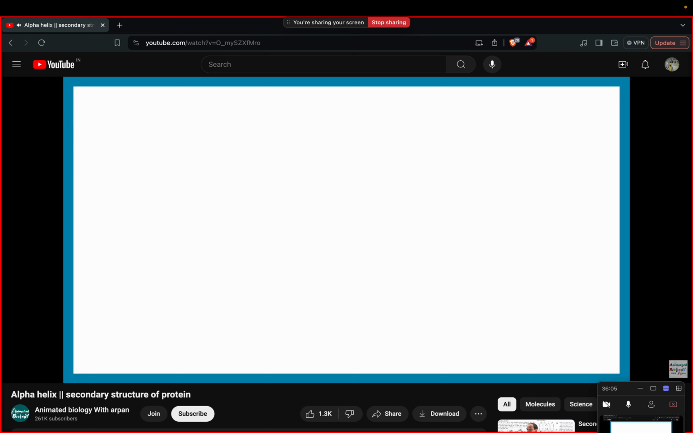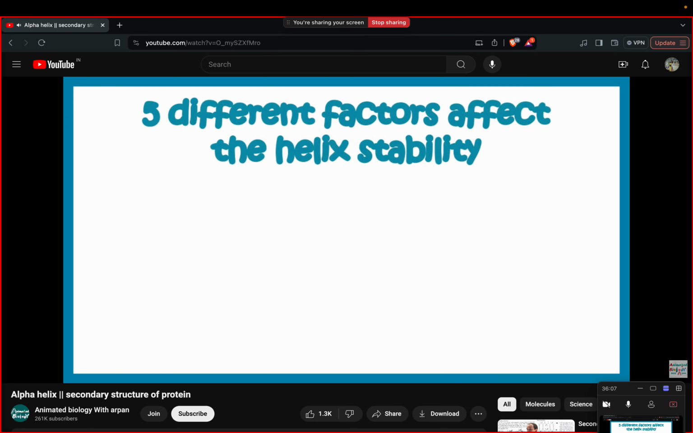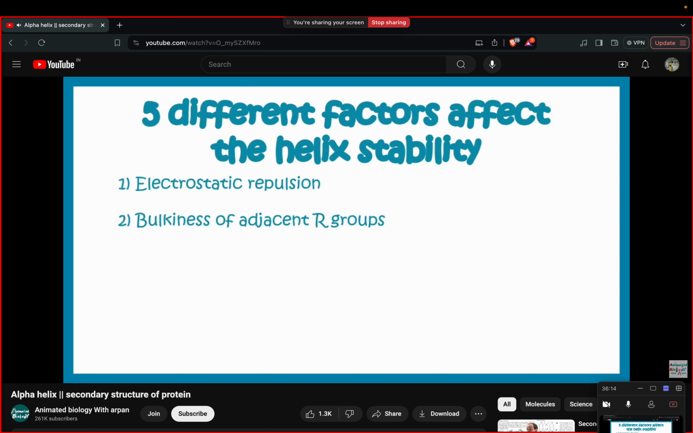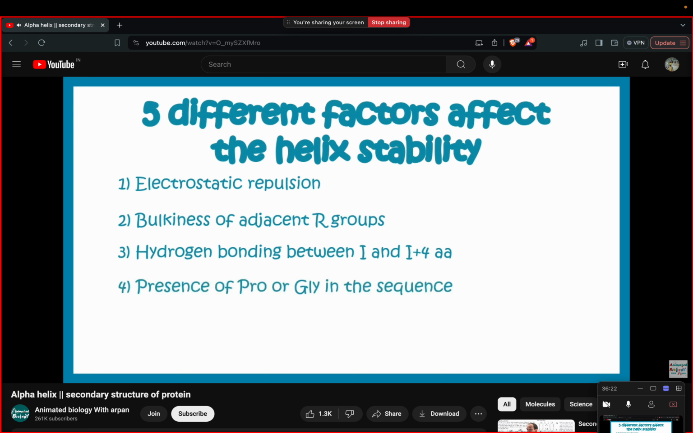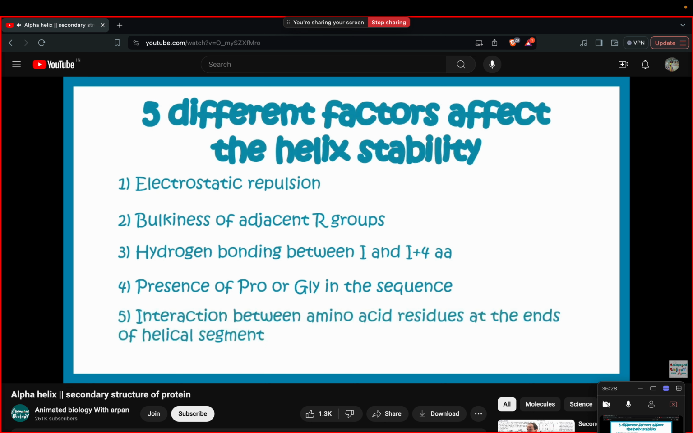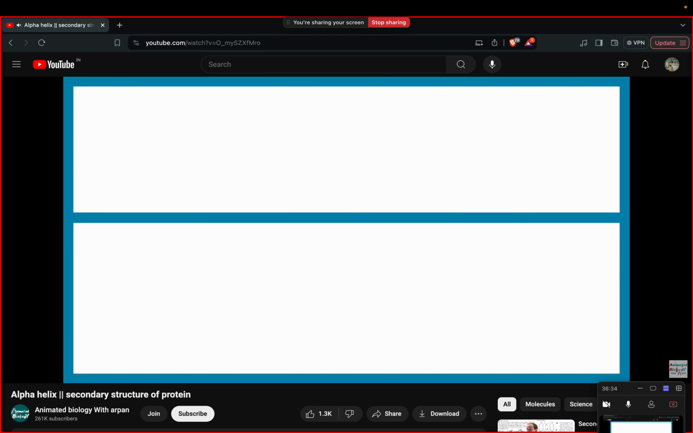So let's summarize the factors affecting helix stability. First of all, electrostatic repulsion. Second, bulkiness of adjacent R groups of amino acids. Hydrogen bonding between i and i plus 4 amino acids is absolutely crucial. Presence of proline or glycine really destabilizes the helix, so these are helix breakers. And lastly, interaction between amino acids and the residues at the ends determines helical stability.